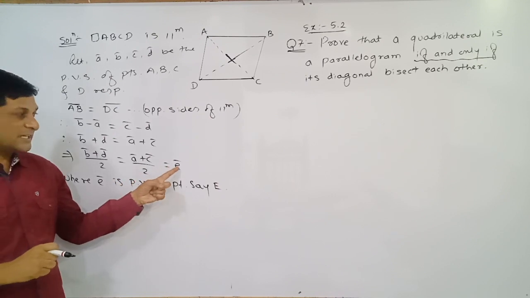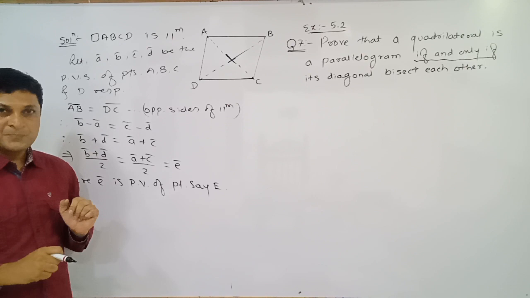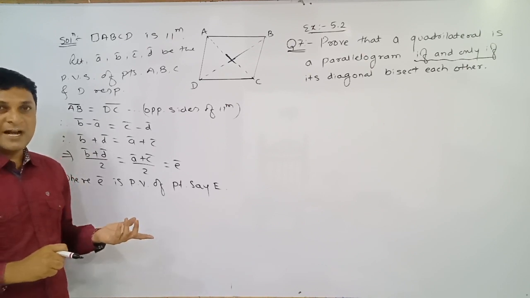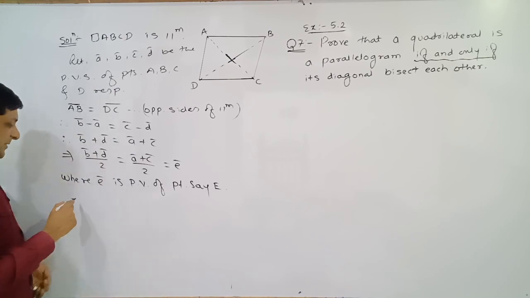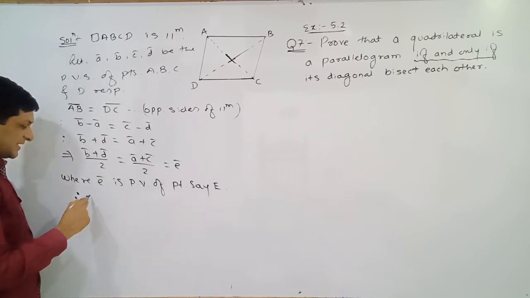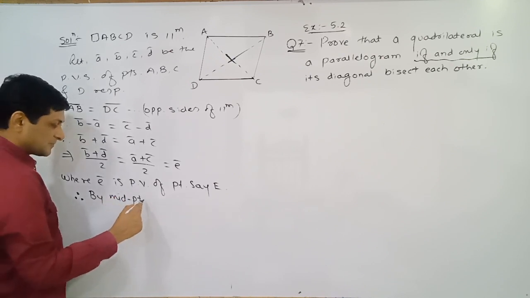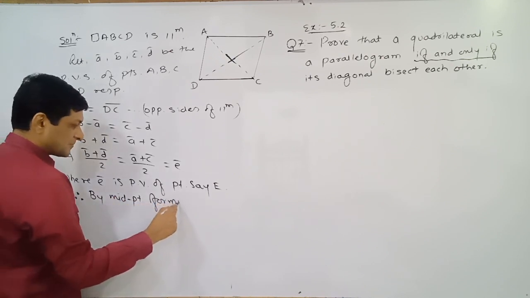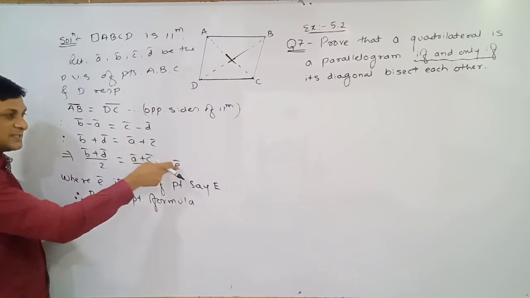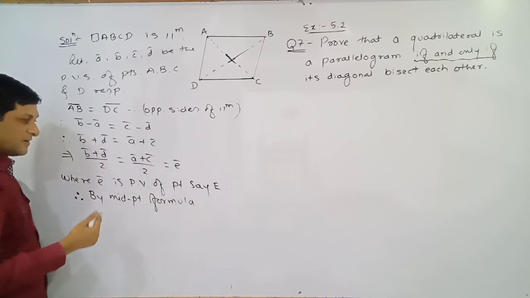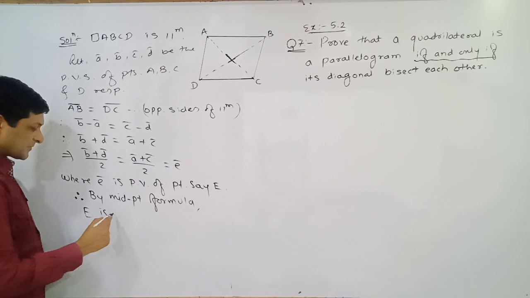If we consider the second value of E bar, what is it? A bar plus C bar upon 2. What is our conclusion then? According to the midpoint formula, E is the midpoint of AC. So by the midpoint formula, E is the midpoint of BD, and E is also the midpoint of AC.